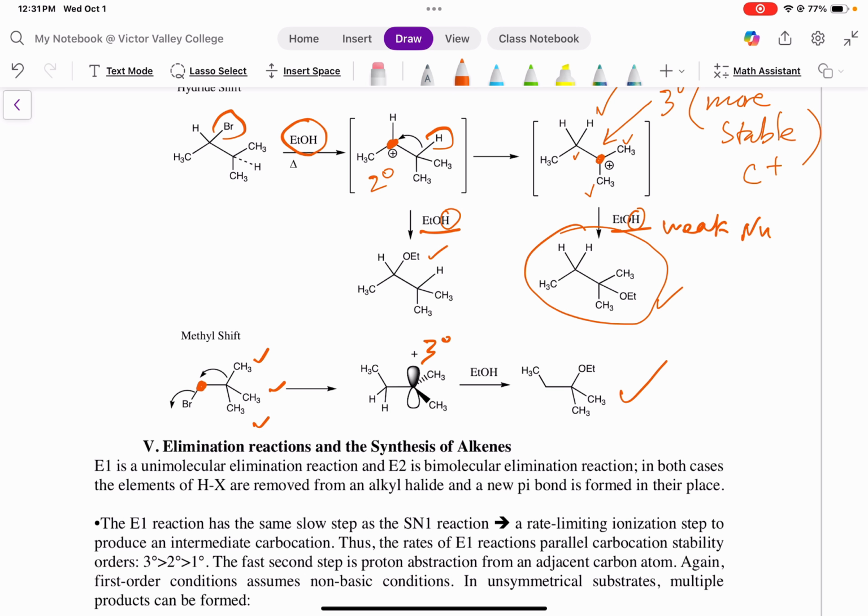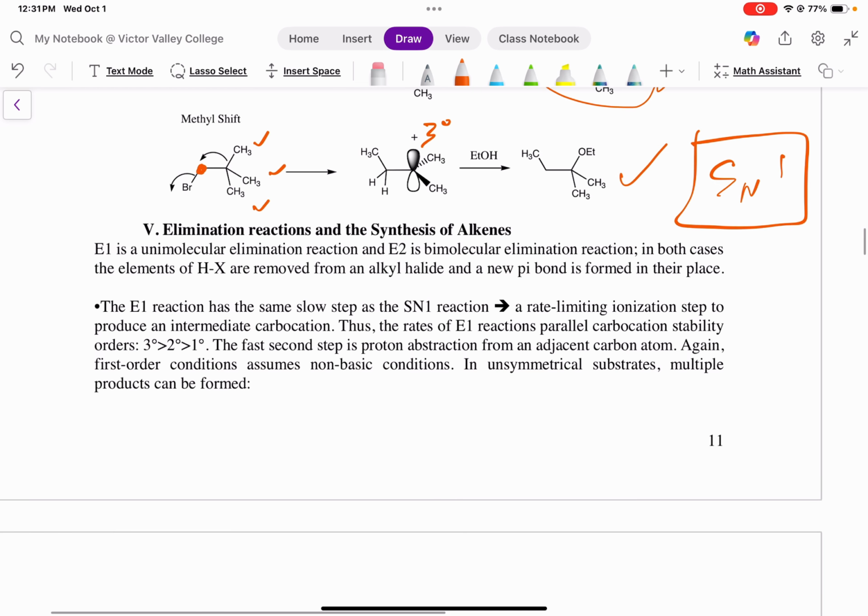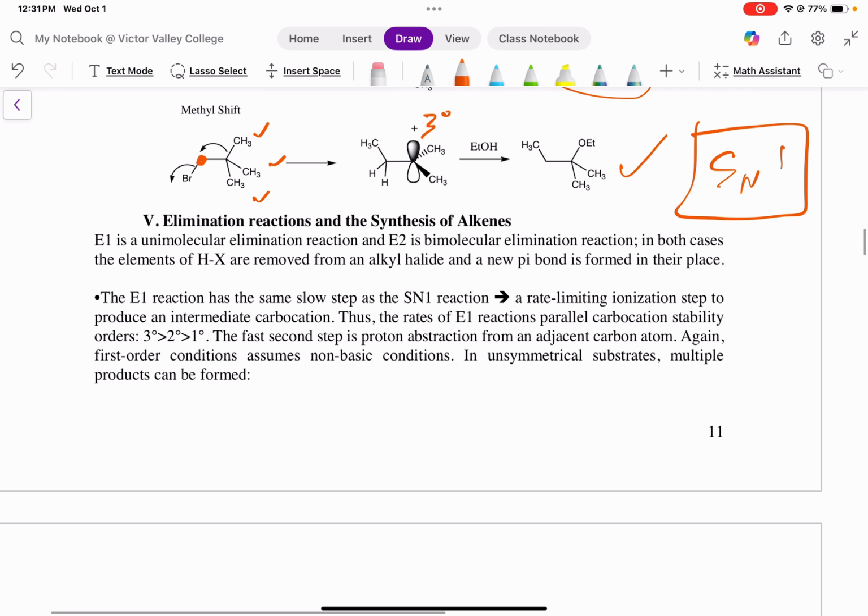All right, so that's SN1, everyone. Okay? Now, let's move on to eliminations. Now, SN1 is substitutions. The leaving group takes off, the nucleophile comes in. Now, that's not going to happen here.